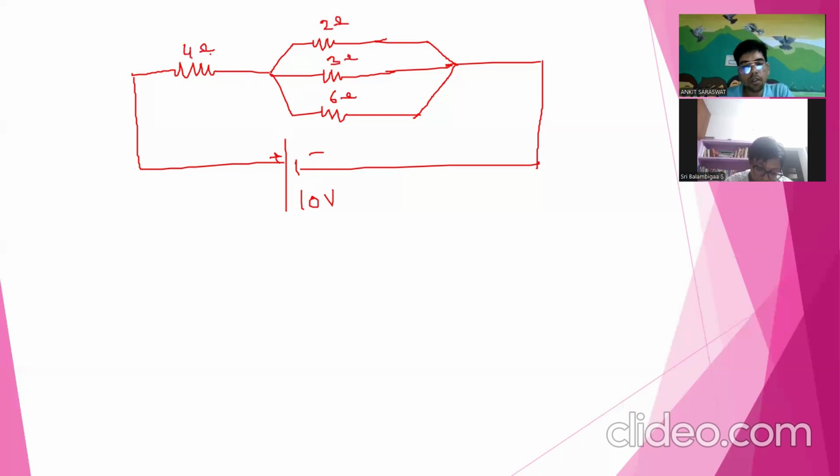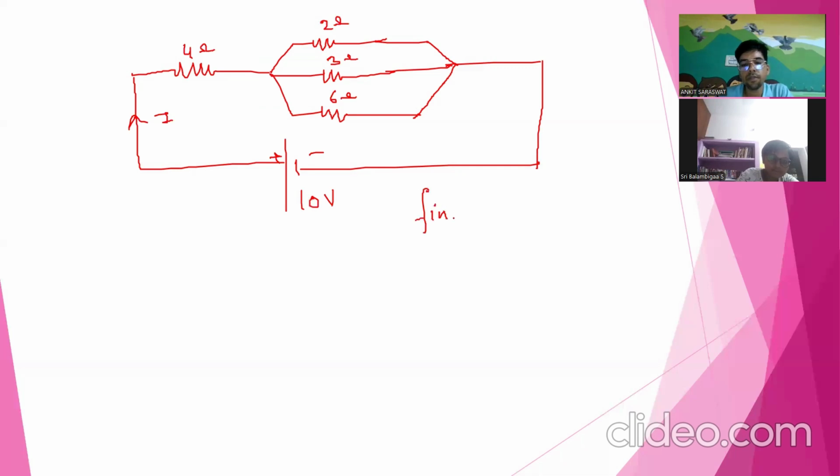Okay. Can you tell me? I'm asking: find the current and potential drop across each resistor. You need to find the current across all the resistors. You need to find the voltage across each resistor. Would you like to try? Question is... Yes, sir.